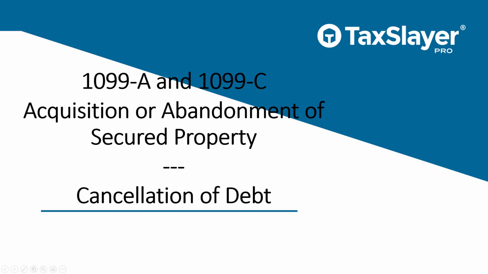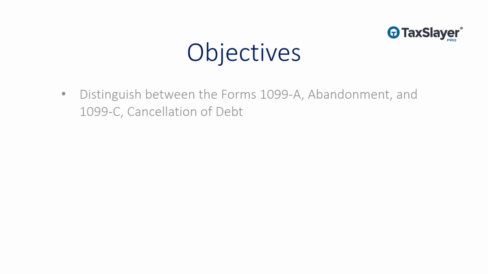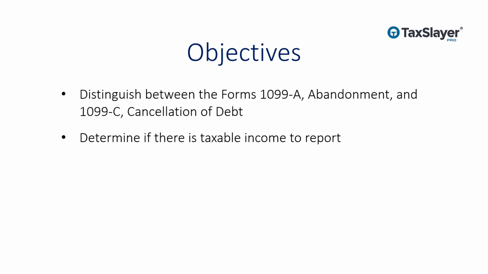In this TaxSlayer training video, we'll discuss Forms 1099-A, the Acquisition or Abandonment of Secured Property, and 1099-C, the Cancellation of Debt. The objectives of this training video are to distinguish between the Forms 1099-A, Abandonment, and 1099-C, Cancellation of Debt.